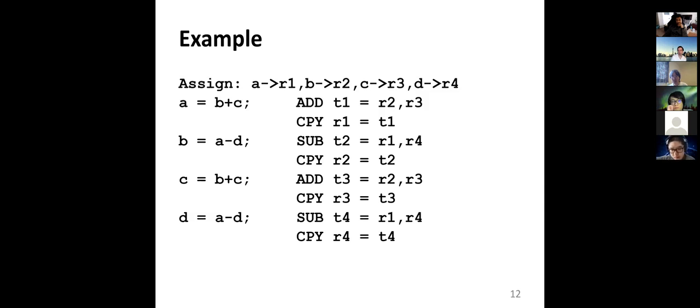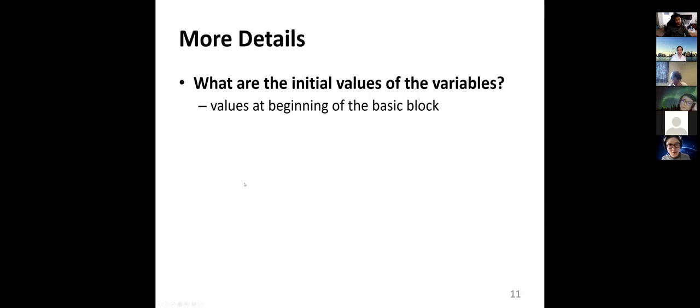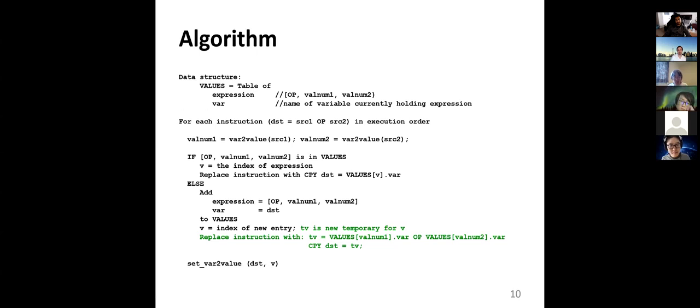Because I already updated my data structure because the B value was updated, right? It's now equal to T2, right? So because of that, I need to regenerate this expression again. Essentially, this value numbering structure, the value table, allows me to see that that expression was not happening before, because we update this variable to a new destination.